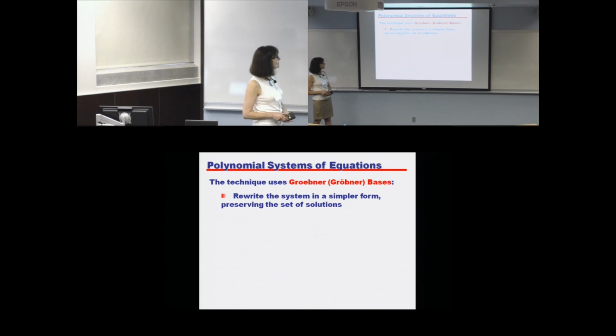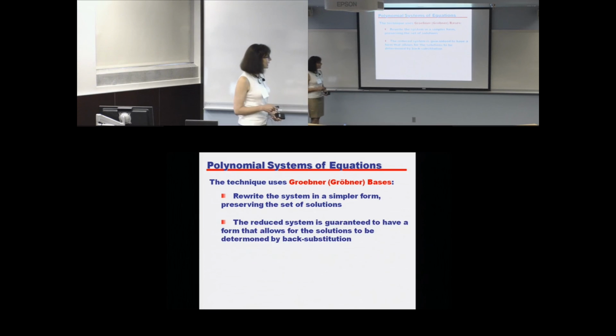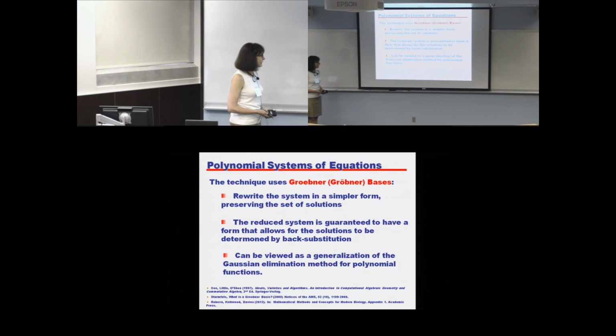So finding the Gröbner basis and the appropriate diagonalized form would be the polynomial analog for doing Gaussian elimination on linear systems. And the reduced system is guaranteed to have a form that allows you to use this back substitution. And as I said, it can be used as a generalization of Gaussian elimination.